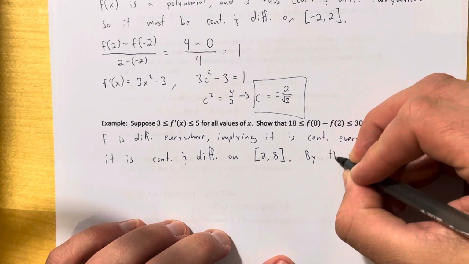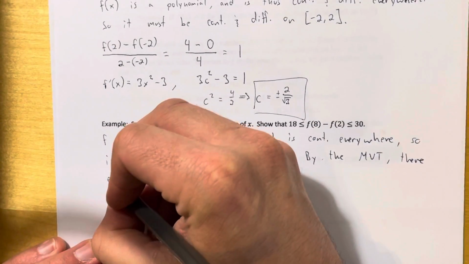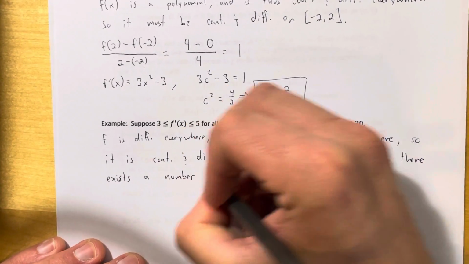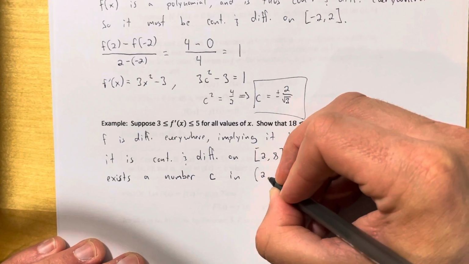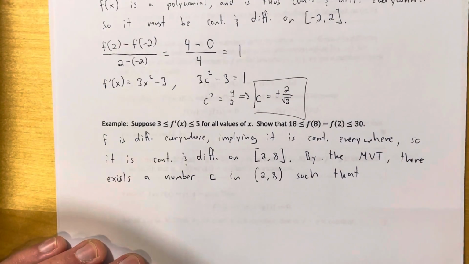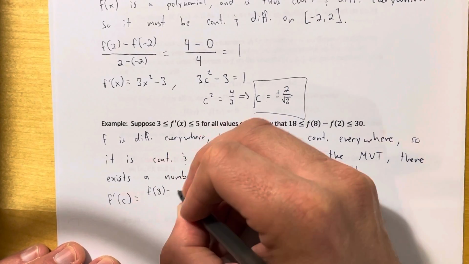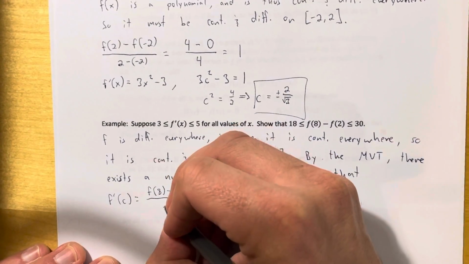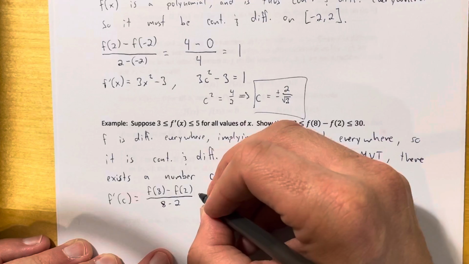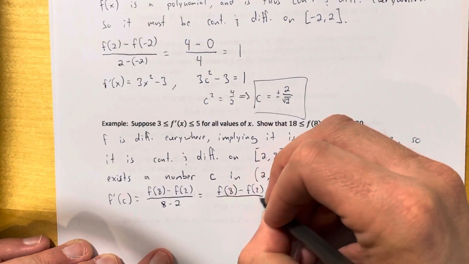So by the mean value theorem, the MVT, there exists a number c in the open interval from 2 to 8 such that f prime of c is equal to f of 8 minus f of 2 over 8 minus 2. That's the slope of the secant line that we've been referring to. This is the same as f of 8 minus f of 2 over 6.